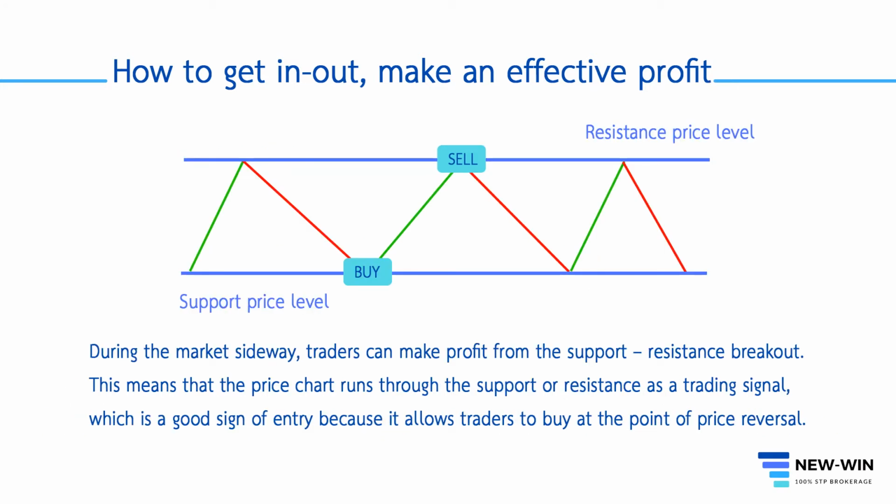Now let's take a look in the details in how to get in and out during the market sideway. Sideway usually occurs when the graph fluctuates. The chart quickly runs up and down. The overall picture is similar to waves, which when the chart like this occurs, making it difficult for traders to analyze. During the market sideway, traders can make profits from the support resistance breakout. This means that the price chart runs through the support or resistance as a trading signal, which is a good sign of entry because it allows traders to buy at the point of price reversal.